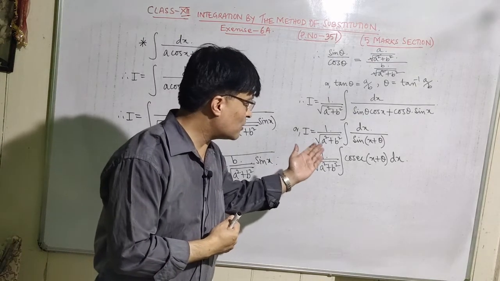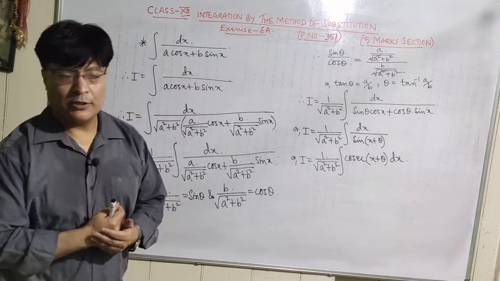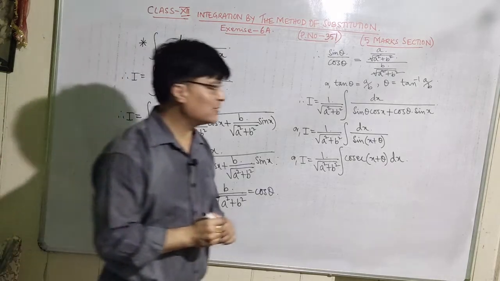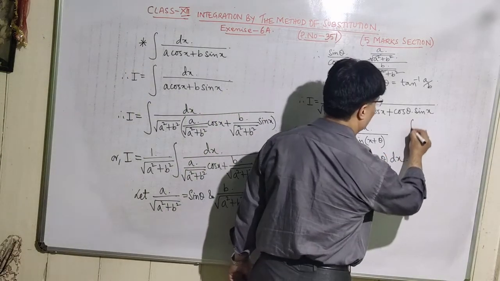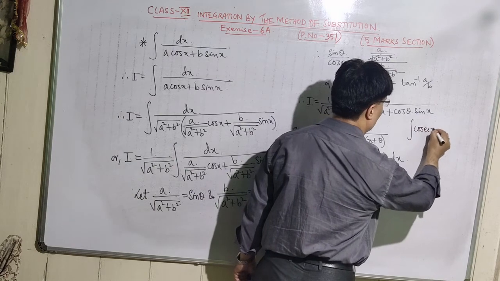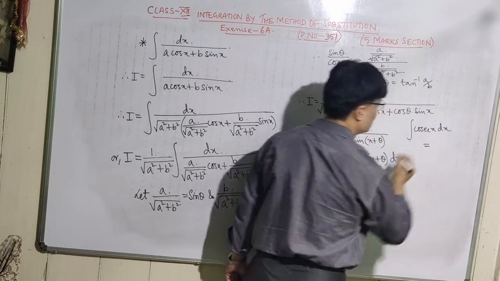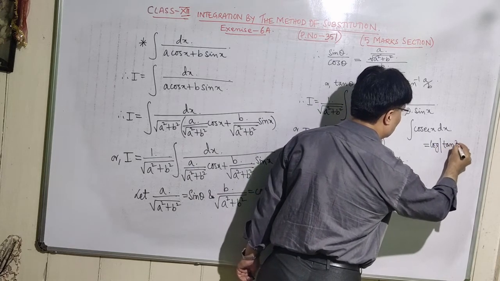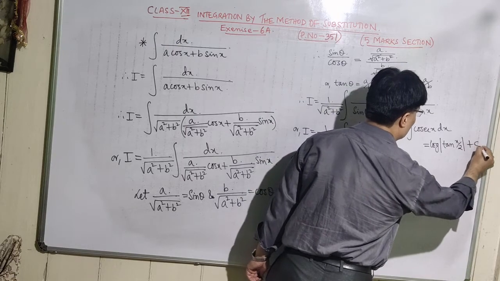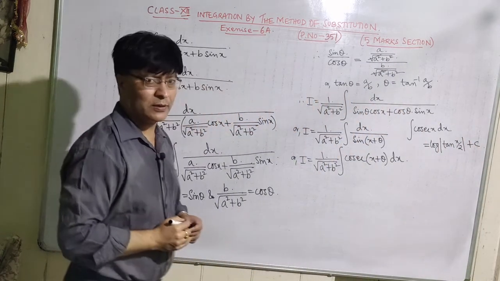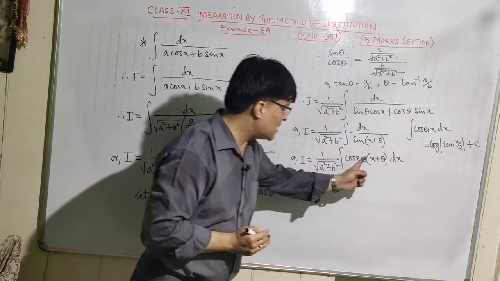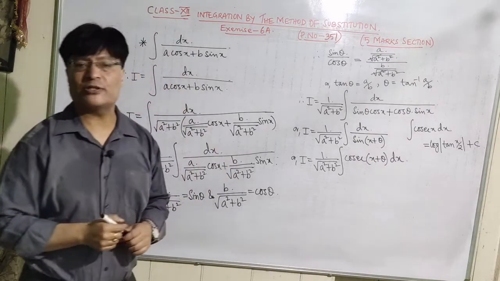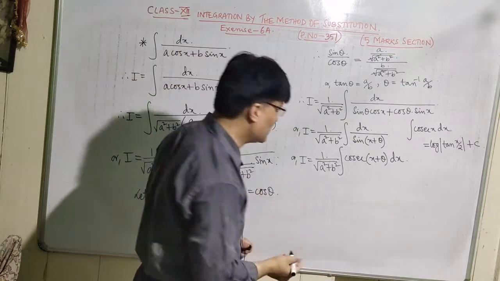So it is integration of cosec x plus theta. So x plus theta can be taken as x. So it is cosec x. So now can you tell me what is integration of cosec x dx, which is equal to, what is the formula? It is log within mod tan x by 2 mod sine closed plus c. This is the formula. So in this case, this x plus theta should be assumed as x in order to get the integration of cosec x plus theta.